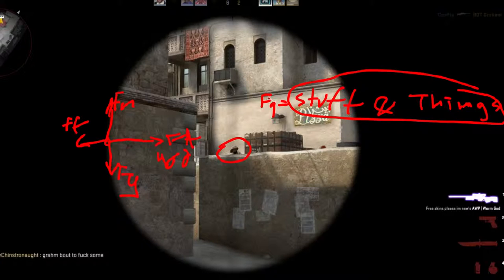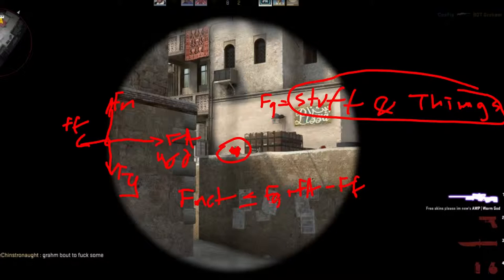And as I said before, force gravity equals stuff and things. So to calculate this, you just put F net, terribly spelled, equals FJ plus FA minus FF. And you got the power of that bullet going right into his head. But we're not done yet.